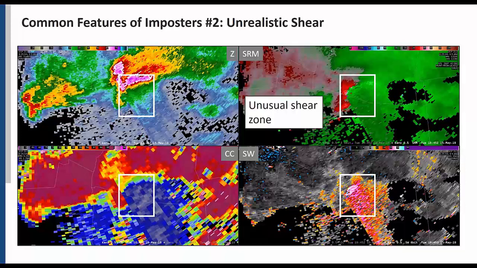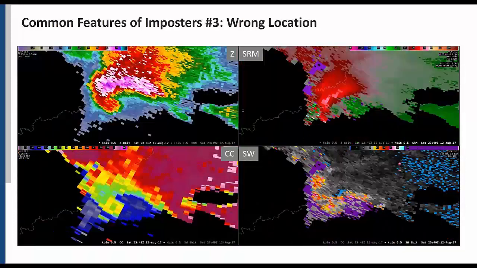unusual shear zones. So a third common feature is that the circulations are actually located in the wrong place. So it's important to spot the location of these things. In this particular storm here, we've got nice reflectivity structure with a hook echo and all that. But when we quickly look at the velocity data, the area that at first might look like it has the stronger circulation is actually this area more towards the forward flank and into the clear air.